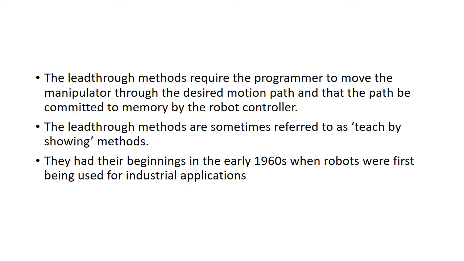The lead-through methods require the programmer to move the manipulator through the desired motion path and that the path be committed to memory by the robot controller. The lead-through methods are sometimes referred to as teach by showing methods. They had their beginnings in the early 1960s when robots were first being used for industrial applications.